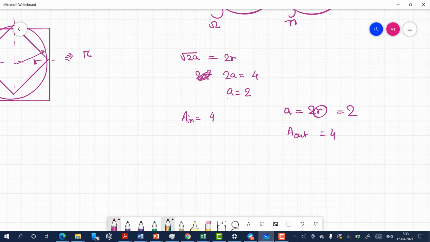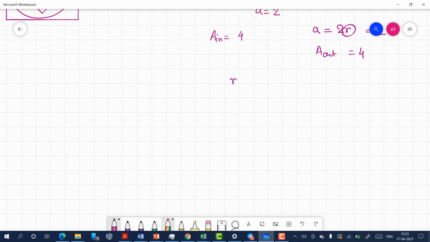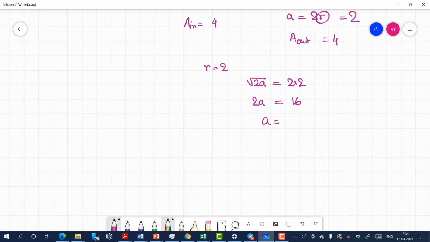So r is equal to 1 and this becomes 2a. Okay, maybe it is a weird thing which is happening, but let us say r is equal to 2. Then root 2a will be equal to 2 into r, which is 2, right? So this is 4. Then square it on both sides, so 2a will be equal to 16, right? And then a will be equal to 8.